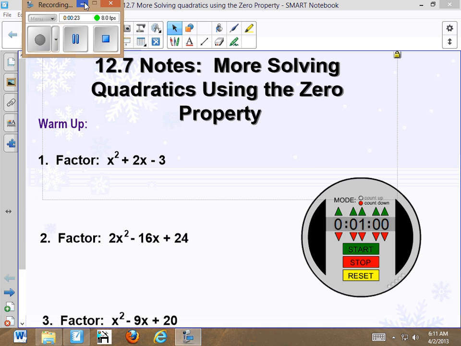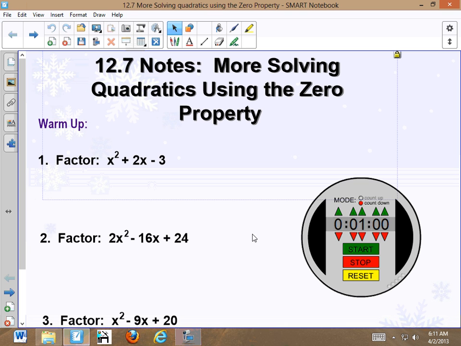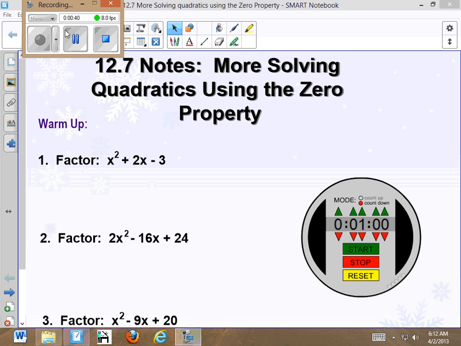Now, one of the most important things you need to realize is when you do these warm-ups, this is not set equal to 0. None of these are set equal to 0. So you don't have to solve for x. All you have to do is factor. Go ahead and pause the video, give the students time to do the warm-ups, and then play the video. Okay.